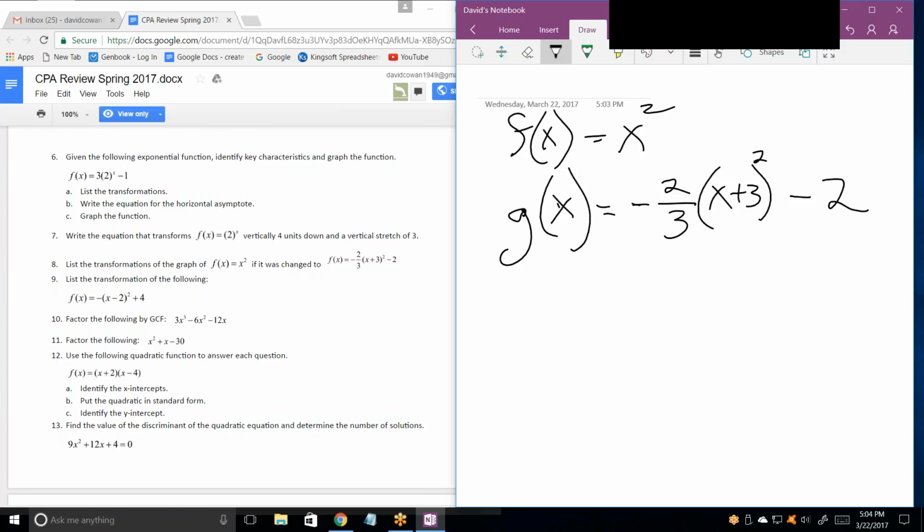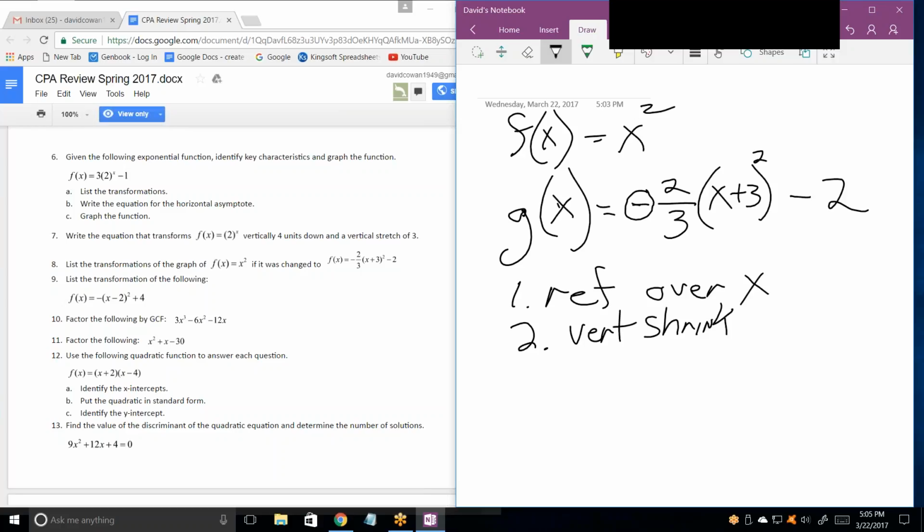All right. Now, in this case, let's just work left to right. What is the consequence of that negative sign? It's a reflection. Over which axis? The x. Because you can also reflect over y. Yeah. Second, what's the 2/3 do? That's a shrink. Vertical or horizontal? Vertical. Vertical shrink, because it's a number less than 1.